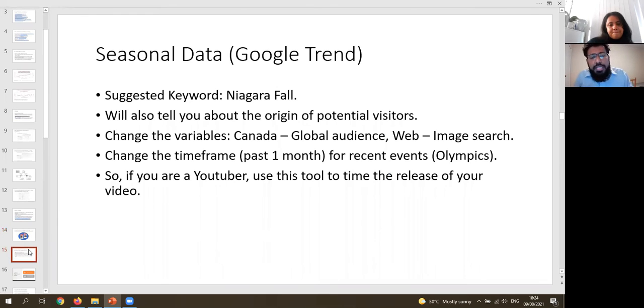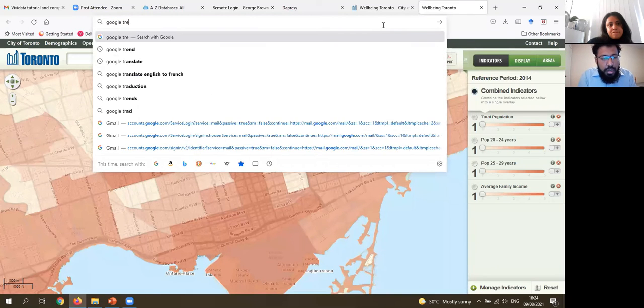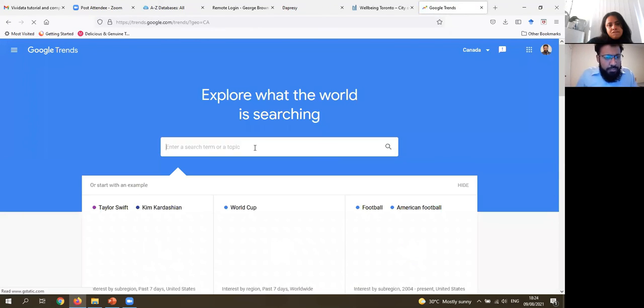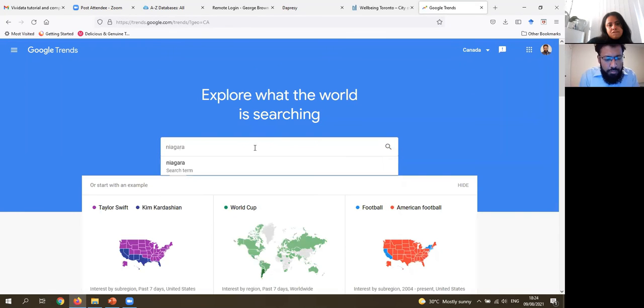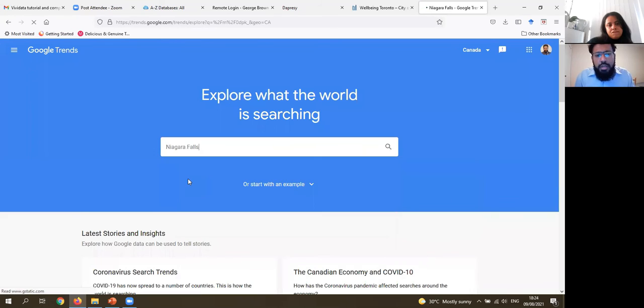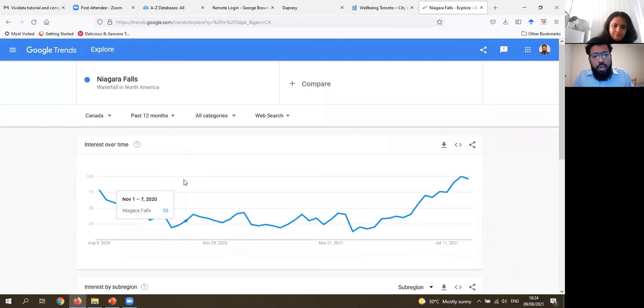Okay, and then we have seasonal data. If you want to look at the seasonal data, you have something known as Google Trends. I will just try to go quickly over this. So let's say I had a keyword in my mind before, Niagara Falls, one of the famous tourist attractions in America. So you can see if you want to search the seasonal data, during the summer, more people were searching for Niagara Falls, as opposed to the number of people who were searching about it during the winter time.